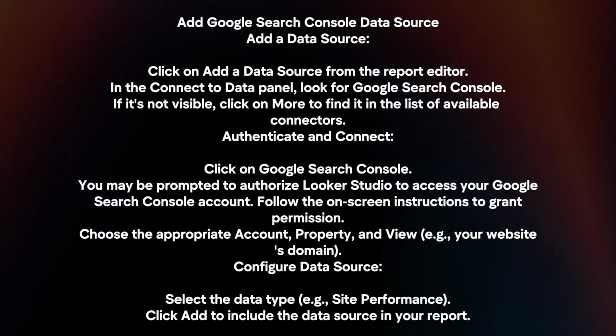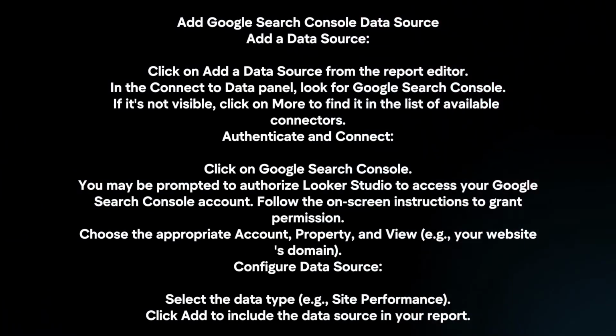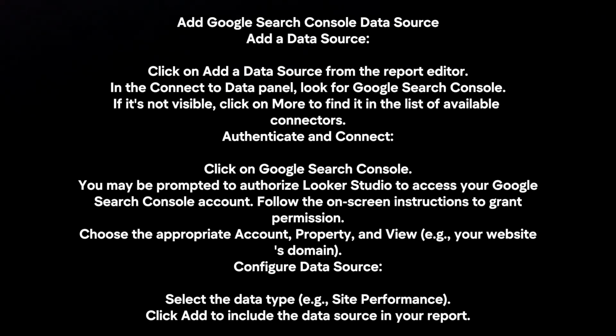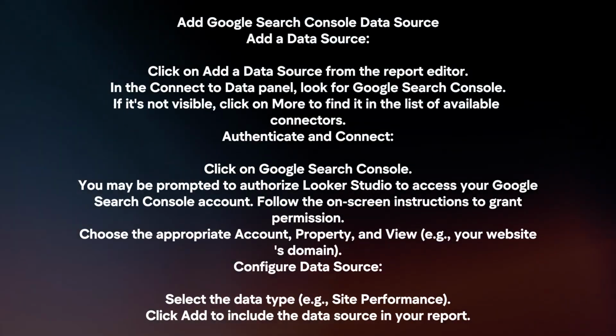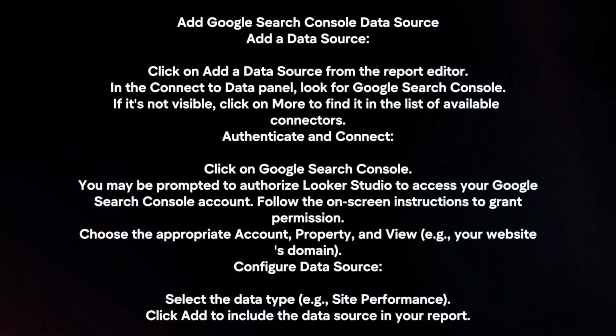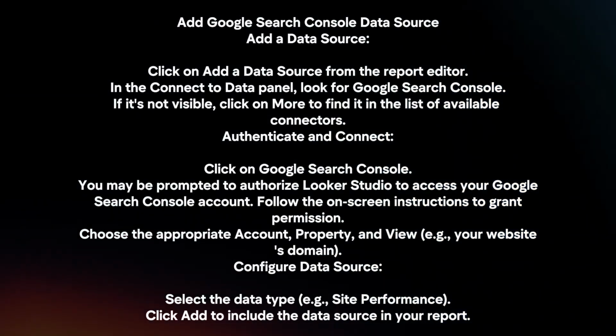Add Google Search Console data source. Add the data source. Click on Add the data source from the report editor. In the Connect to Data panel, look for Google Search Console. If it's not visible, click on More to find it in the list of available connectors.